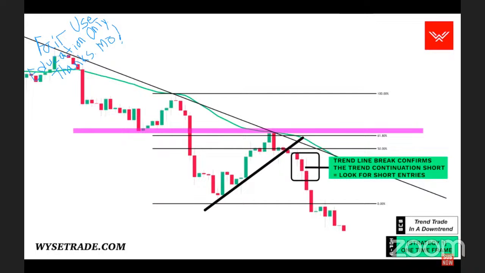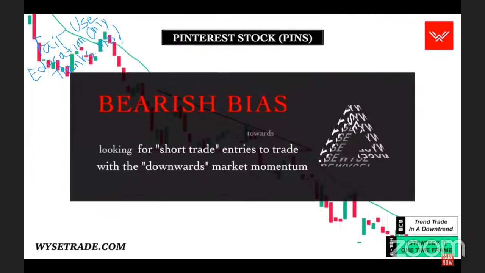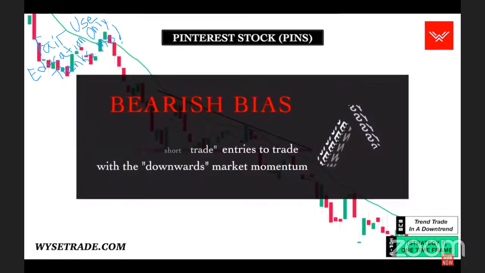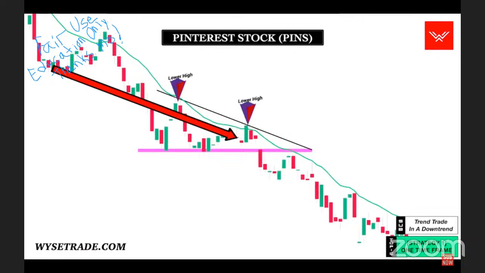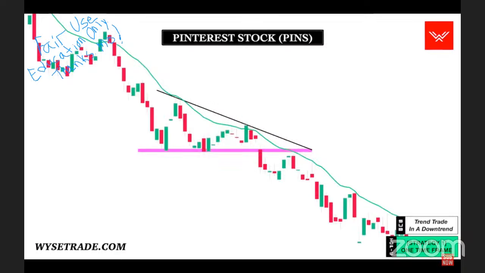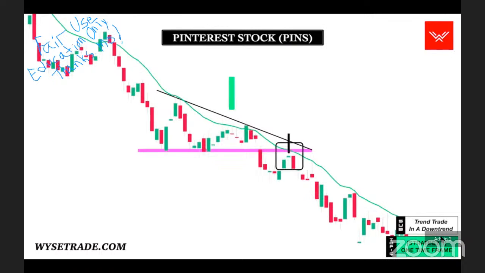So one more example. This was a short trade entry on the Pinterest stock. During the recent market decline, we were strictly looking for short trade entries to trade with the bearish market sentiment. So you had your moving downtrend through the lower highs before a descending triangle pattern formed. Price then broke below the pattern, showing a trend continuation of the downtrend and bearish market sentiment. This here was your area of confluence.